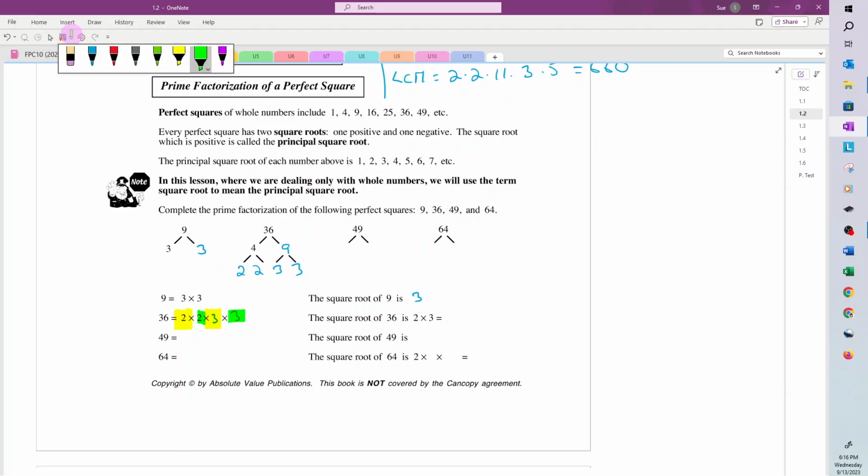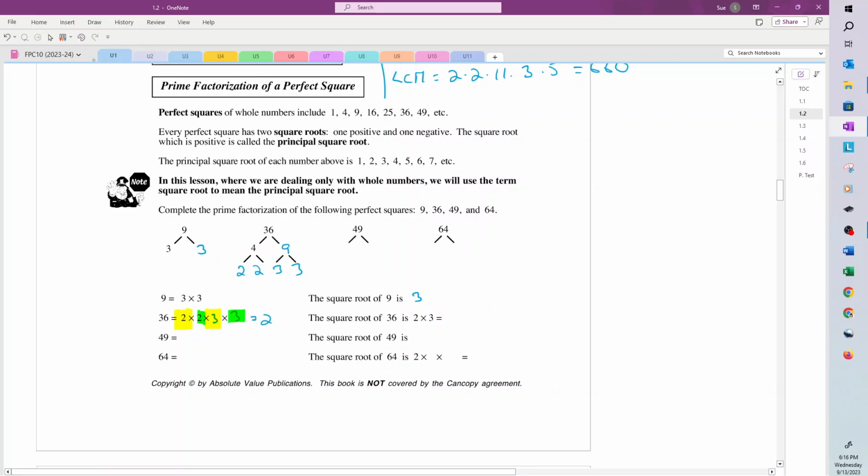So the square root of 36 is what I can do if I rearrange these. I can write this as 2 times 3 times 2 times 3. And so the square root is this times this. So the square root is 2 times 3, which is 6, which we all know, the square root of 36 is 6.